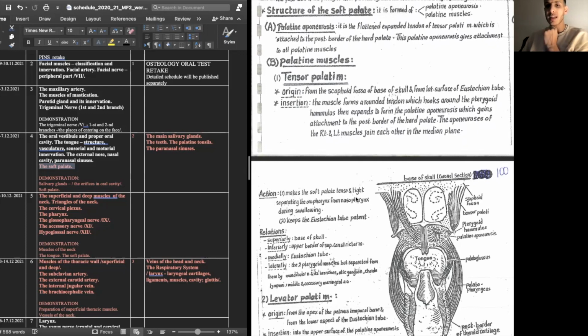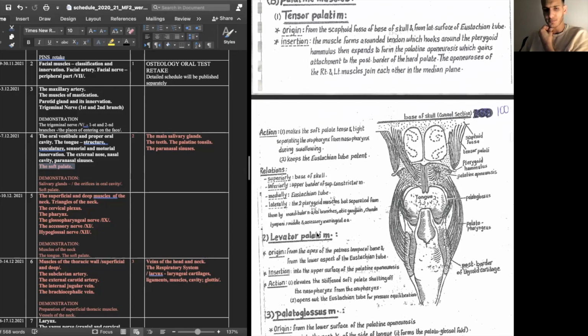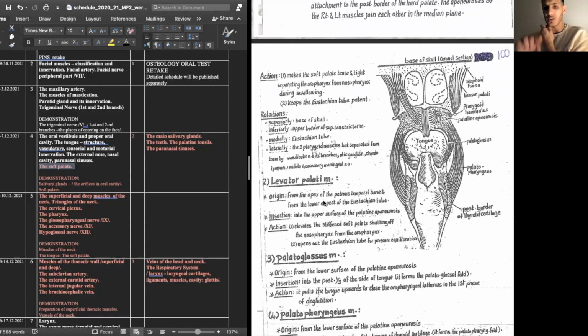Action: makes the soft palate tense and tight, separating the oropharynx from the nasopharynx during swallowing, and keeps the eustachian tube patent. And that's just a general function. I don't think you need to know the relations, but innervation at the end we'll see.